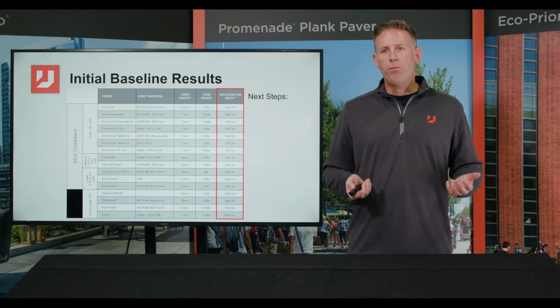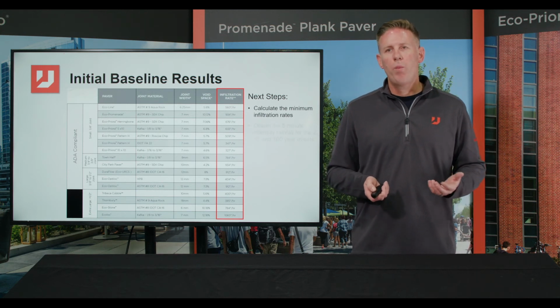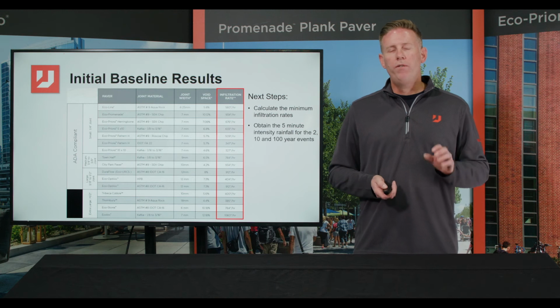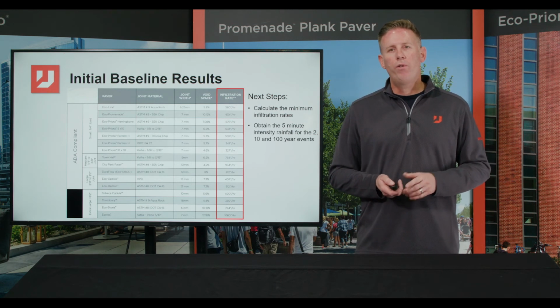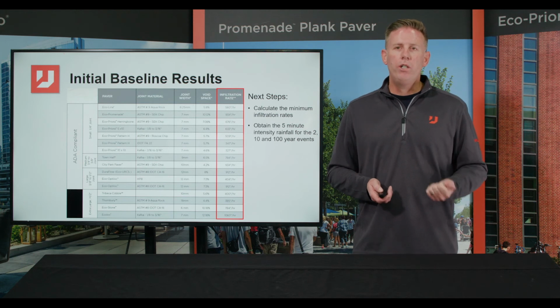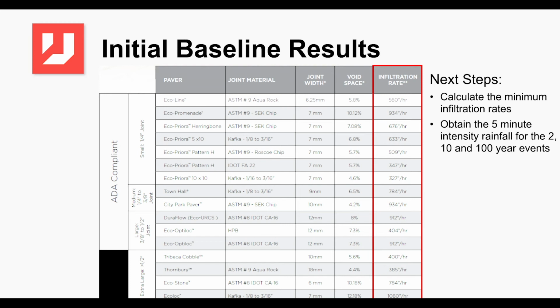Now, what are the next steps? The first thing we want to do is calculate that minimal infiltration rate. To do that, we need a few things. We need to find the 5-minute rainfall intensity for a 100-year rainfall for your area, and I suggest doing the 2-year, the 10-year, and the 100-year event. So that's going to be for 5 minutes. The second thing you want to do is divide that by the void space ratio.